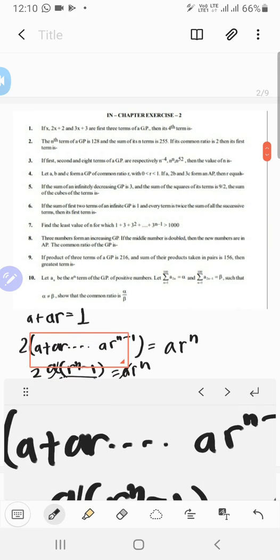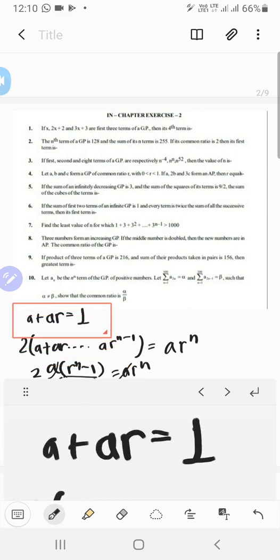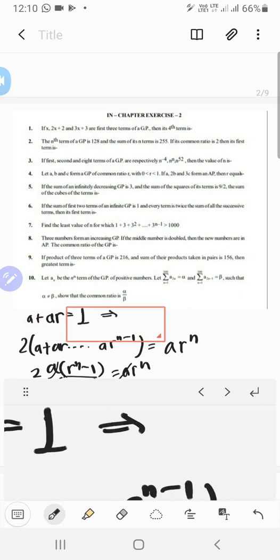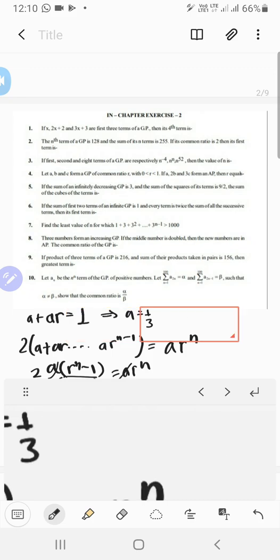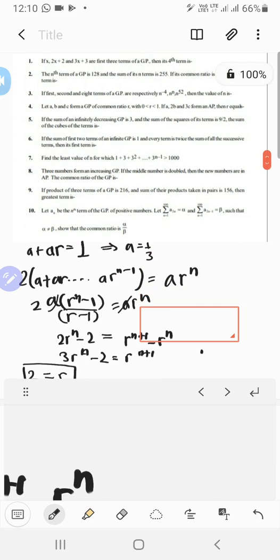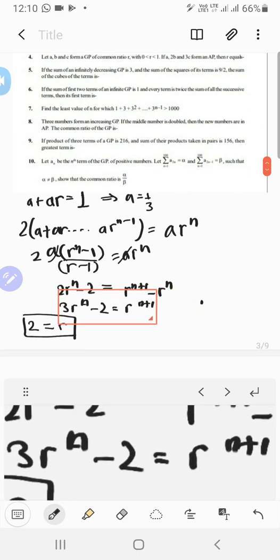So what were we supposed to find? And every term is twice the sum of all successive terms. Then its first term is, okay, so just put the value of r as 2 in this, so you get a equals 1/3. This is really weird. I was not expecting something like that to come out. I don't even know if this equation actually works or if it doesn't.